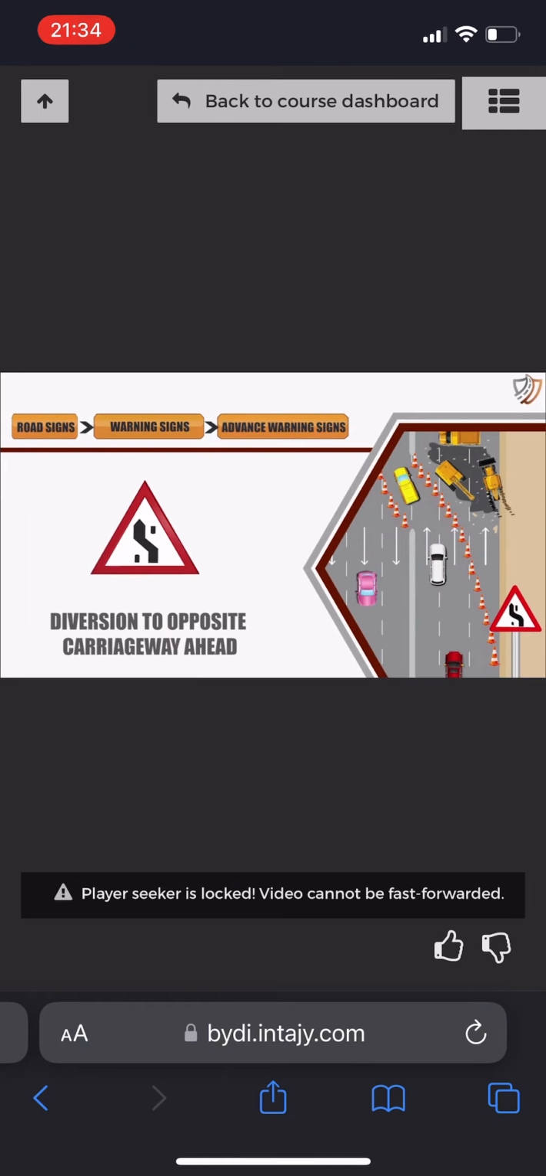Diversion to the opposite carriageway ahead. This sign represents a diversion to the opposite carriageway. This is typically used in temporary situations. It warns the motorist about the diversion of traffic from one carriageway to the other. Motorists must slow down and look for the diversion of the road to pass through safely.